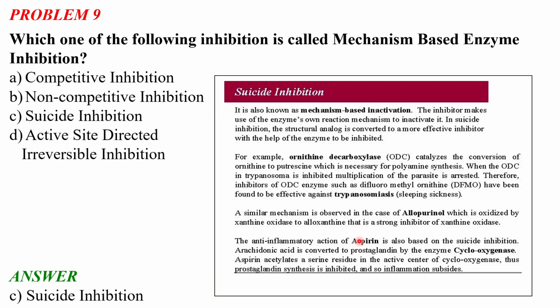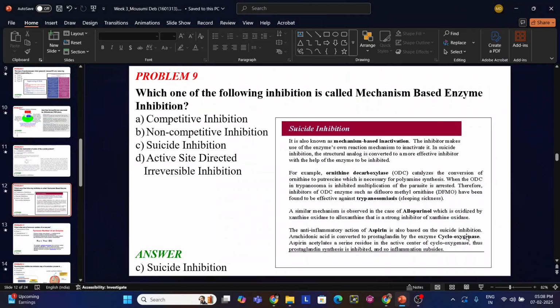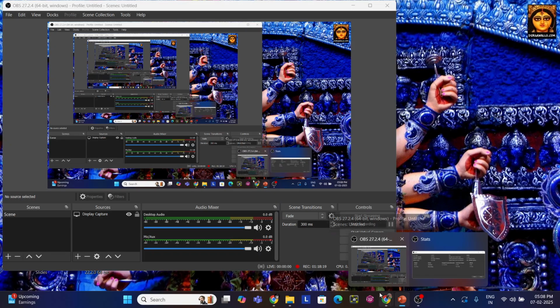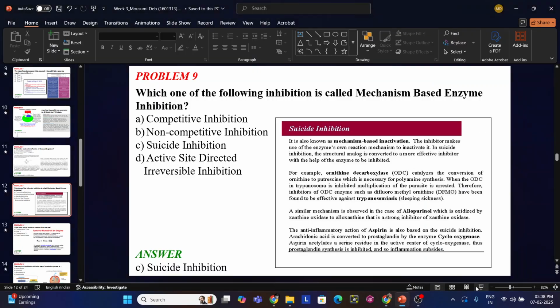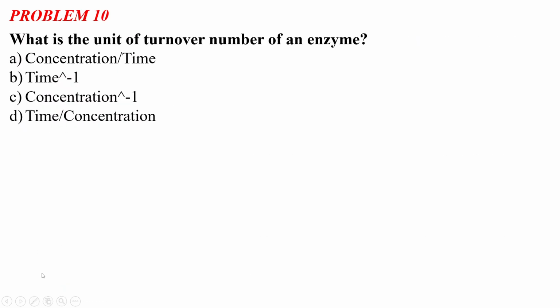Let me check the chat box. Okay, I have quite a few answers. Number A, number C, number B. So I have three different options: A, C, and B. These three different options I have received as answers for problem number 10. Let me check which of the following is the correct answer. So the correct unit of turnover number of the enzyme is number B, time inverse.